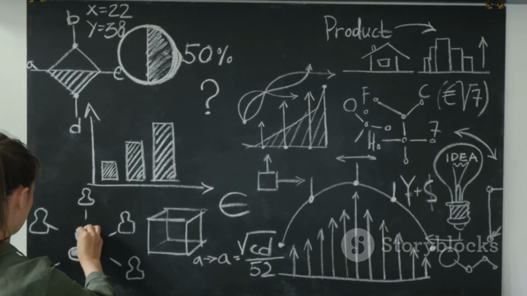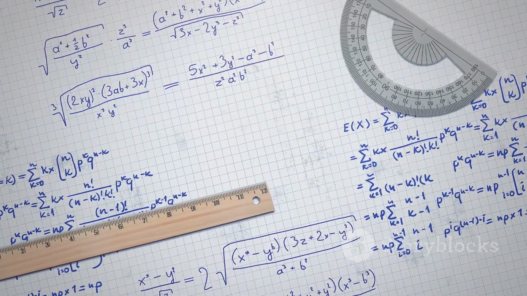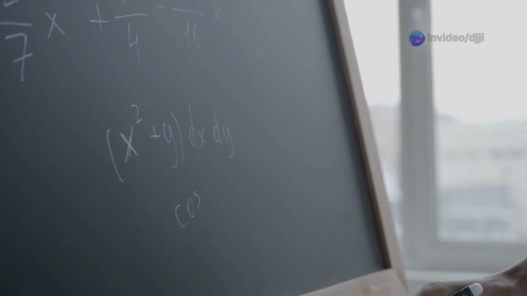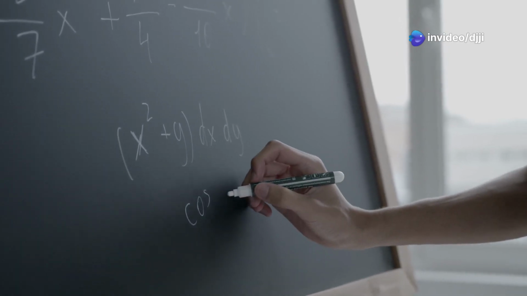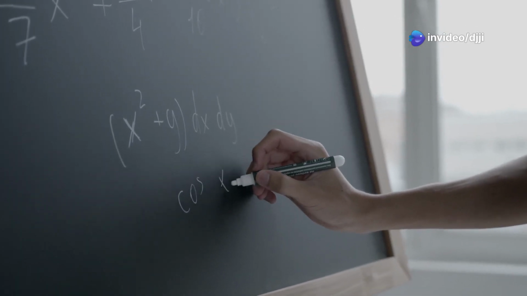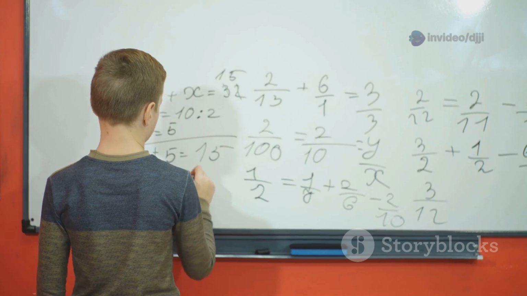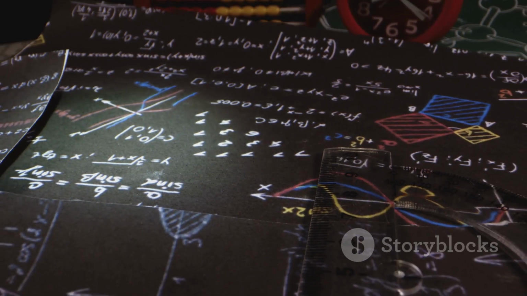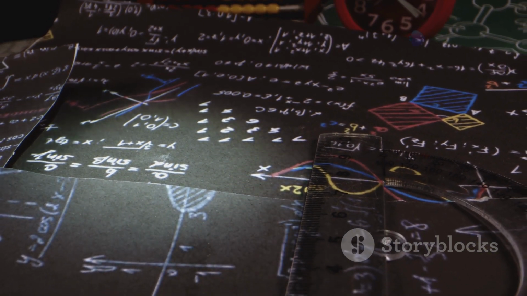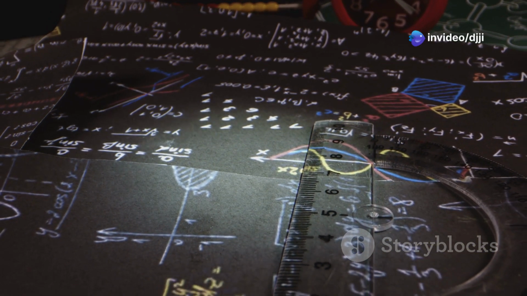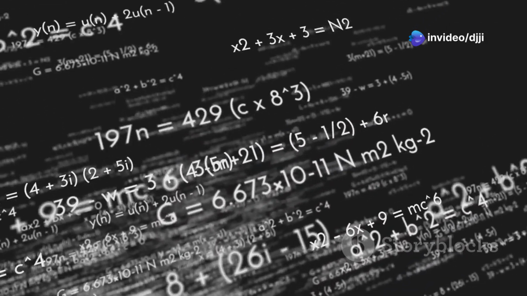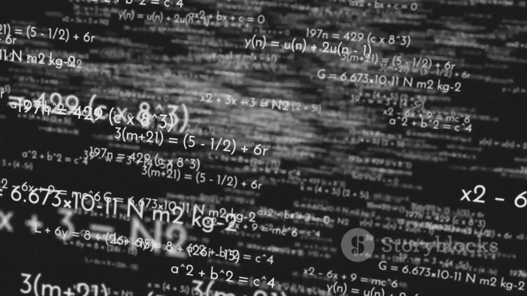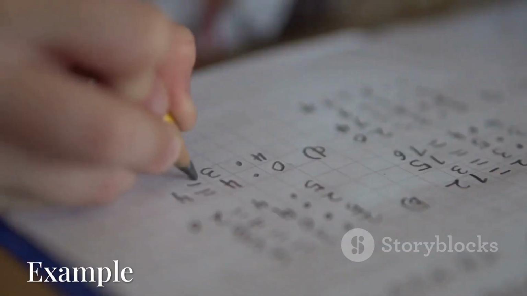To find the equation of a line given 2 points, first calculate the slope, m, using the formula m equals y2 minus y1 divided by x2 minus x1. Then, use the point-slope form of a linear equation, y minus y1 equals m times x minus x1, plugging in one of the points and the calculated slope. Finally, simplify the equation to the slope-intercept form, y equals mx plus b, or standard form, ax plus by equals c if needed.